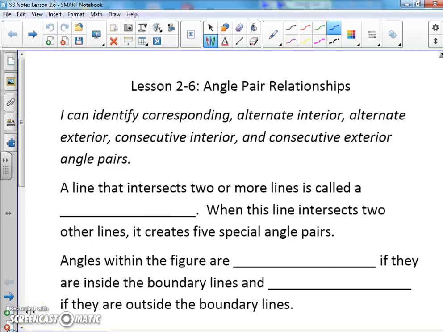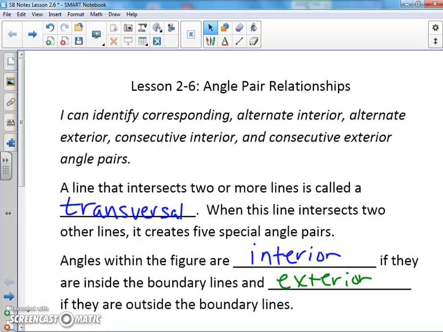Lesson 2.6, angle pair relationships. A line that intersects two or more lines is called a transversal. When this happens, we get special angle pairs, in addition to our linear pairs and vertical pairs that we get intersecting any two lines. Angles within the figure are called interior if they are inside the boundary lines, and exterior if they are outside the boundary lines.